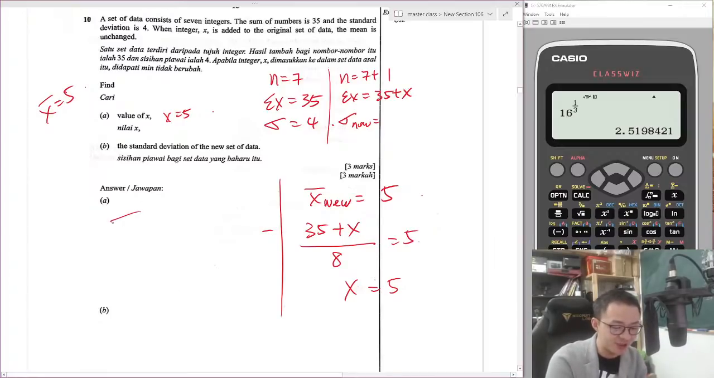So what is the standard deviation formula? Square root of sum of x squared over n minus mean squared.